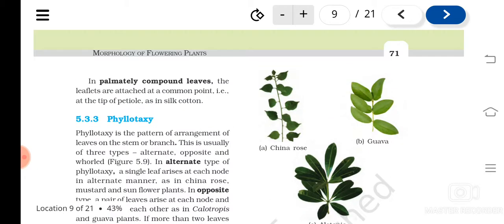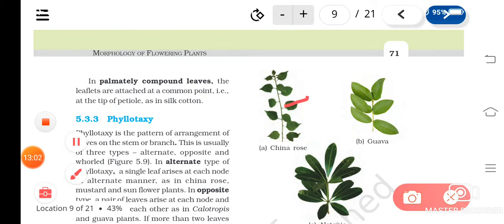Alternate means you can see here in one node there will be a leaf, and in the next node you can see the leaf in the other direction, they are arranged alternately. Understood? Alternate means one node will have only one leaf. In the guava plant, you can easily see two leaves arising from a single node, and they will be opposite to each other. That is known as opposite phyllotaxy.